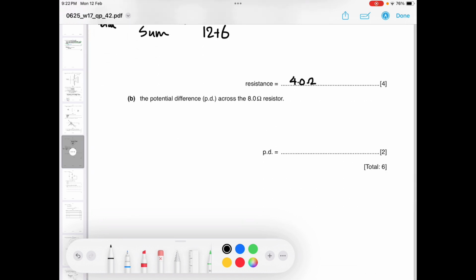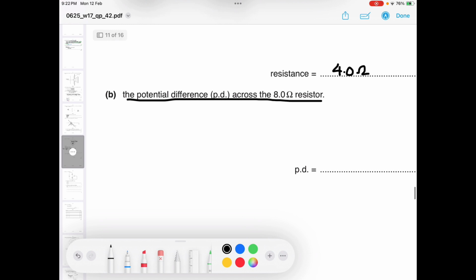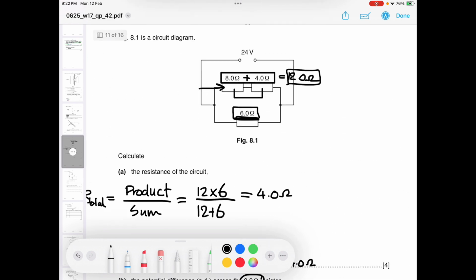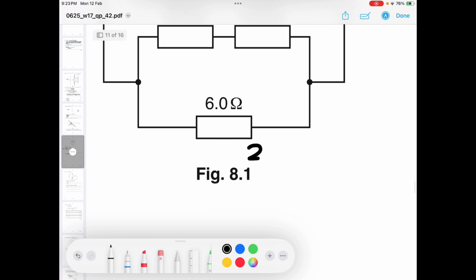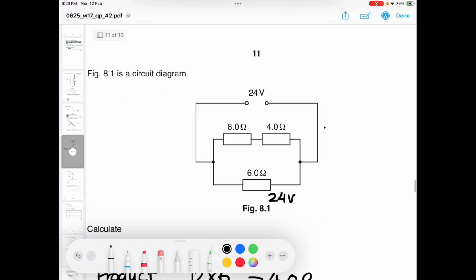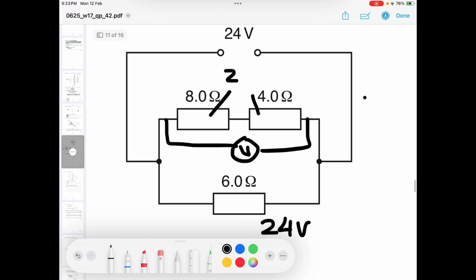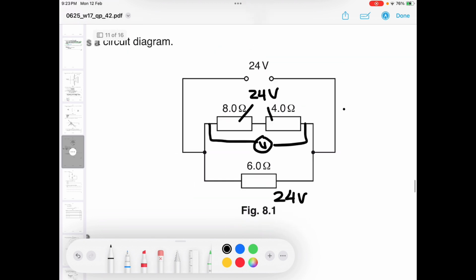Okay, so now it asks me the potential difference across the 8 ohm resistor. It wants the potential difference across the 8 ohm resistor. So let's clear this up. This is a parallel circuit, so this one receives 24 volts. And these two, if we put a voltmeter here, these two will receive 24 volts together, right?